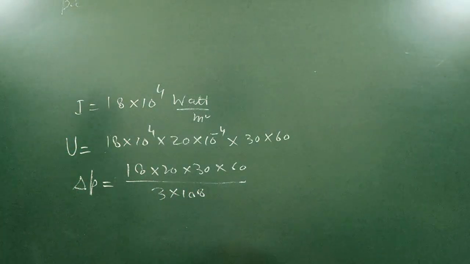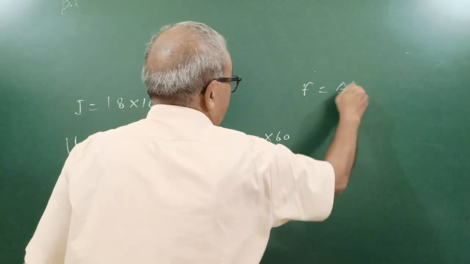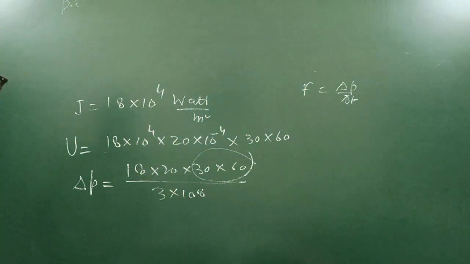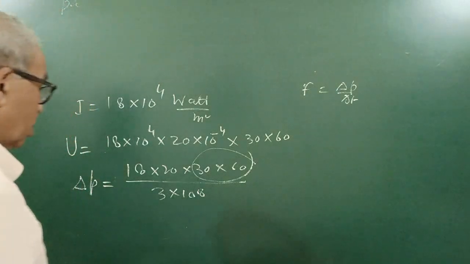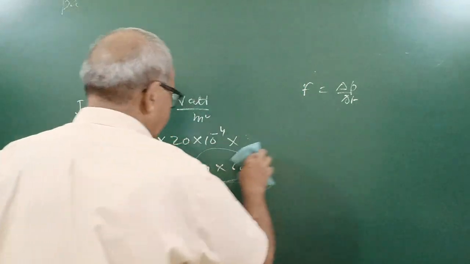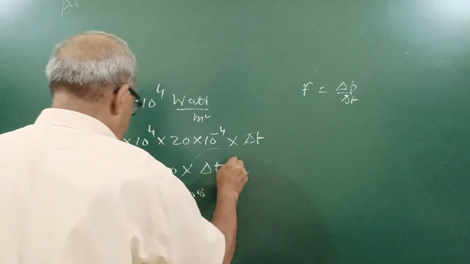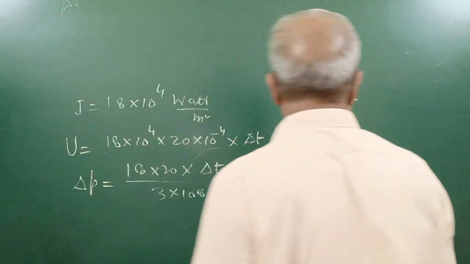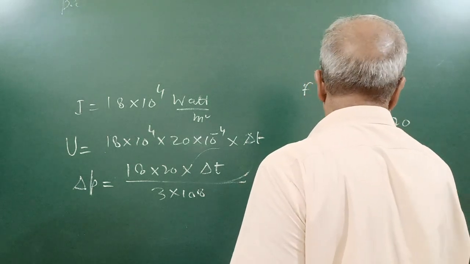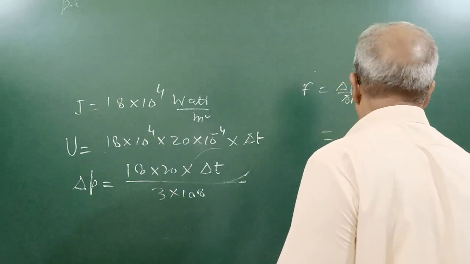But he is asking force. F equal to delta P upon delta T. 30 मिनट ये दे रखा है. तो let me write delta T. तो बाद में देखेंगे. तो delta P upon delta T, it is 18 into 20 upon 3 into 10 to the power 8.